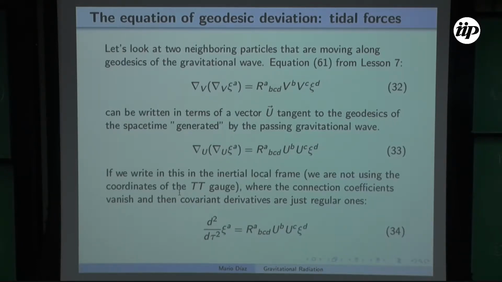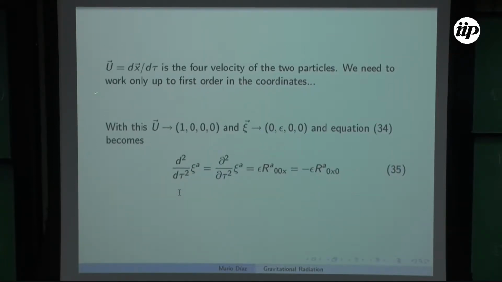And we write this in an inertial local frame, not necessarily using the coordinates of the TT gauge. Then we get this expression. And remember that U is the forward velocity of the two particles. So working up to first order in the coordinates, if U is written like this, and the connecting vector is written like this, then the previous equation becomes this. This is the only surviving term from the Riemann tensor.